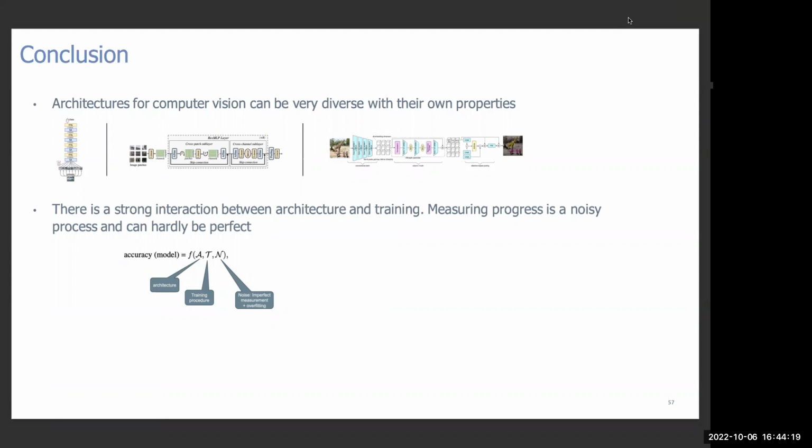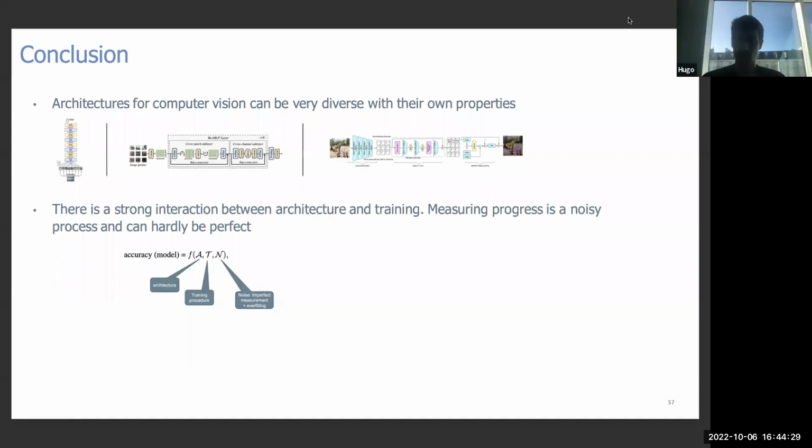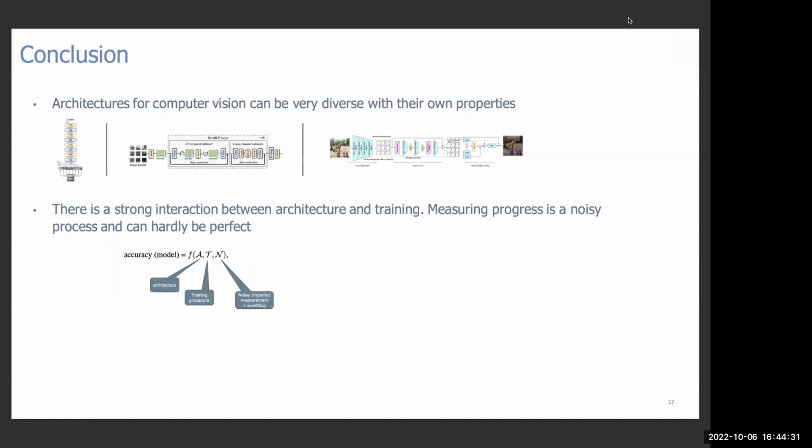Yes. Hi, Hugo. Thank you for a great talk. I think your presentation is mainly focused on the training recipes for supervised training, right? Yeah. Okay, and I have the same conclusion in unsupervised training or supervised training, that the architecture also highly interacts or correlates with the training recipes.